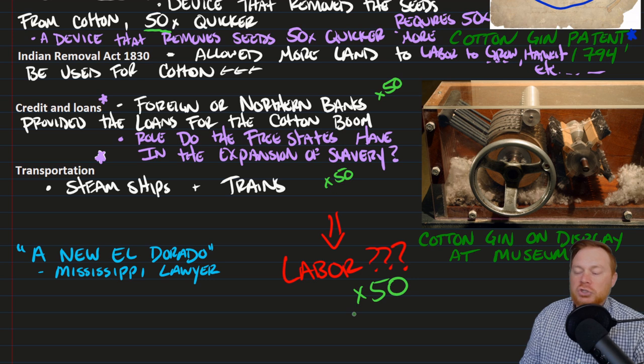Now, I just chose 50 times as a somewhat random number. It's not totally random. The cotton gin did allow for removing seeds from 50 bales a day as compared to 1 bale a day in the past. But you can understand the point here, right? That with all of these things lining up perfectly, it's going to lead to a dramatic increase in the amount of slavery in the South.